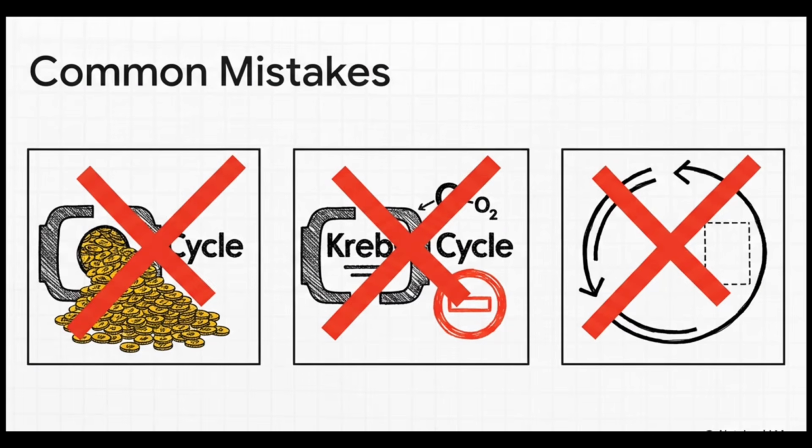All right, let's nail this down. Just to recap, here are the big mistakes to avoid. 1. Saying the Krebs cycle produces lots of ATP. It doesn't. 2. Saying oxygen is used directly in the cycle. It isn't. And 3. Forgetting that oxaloacetate is regenerated. That's the whole magic trick that makes it a cycle in the first place.